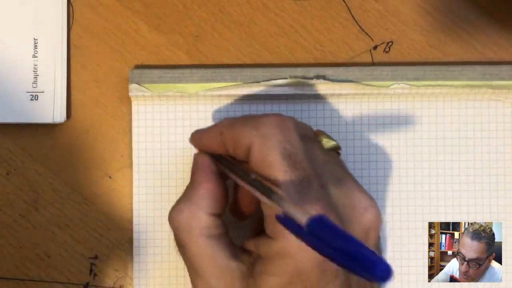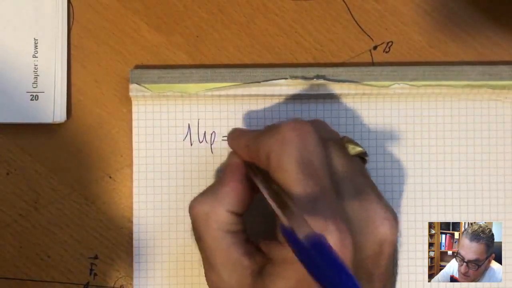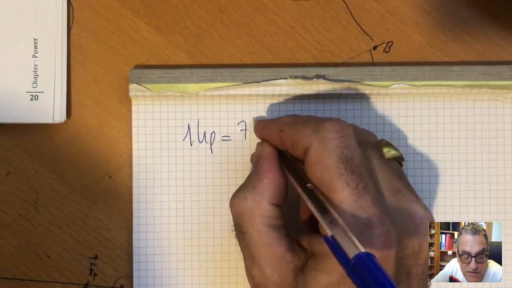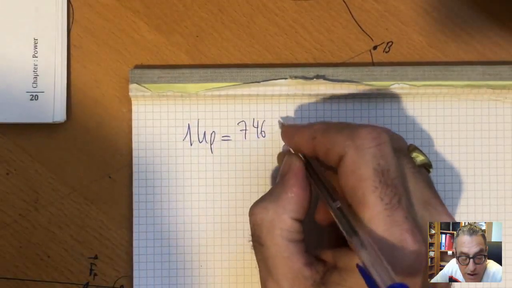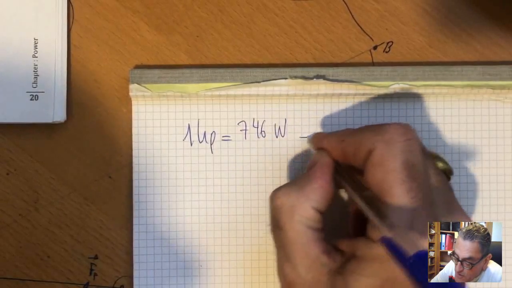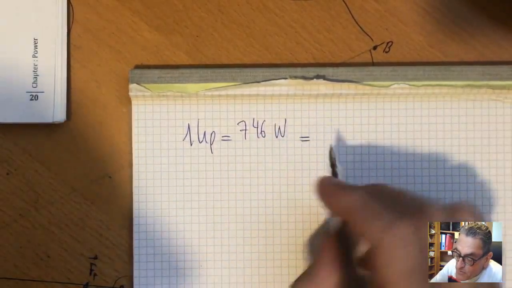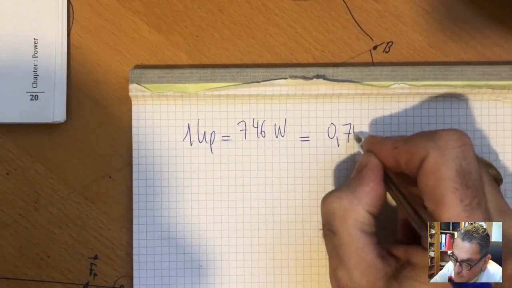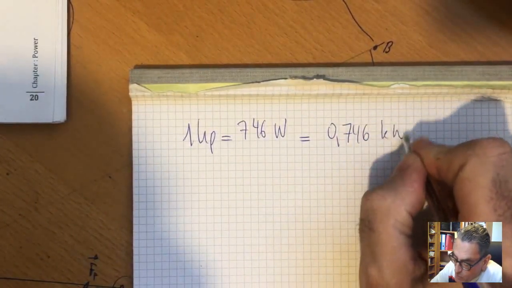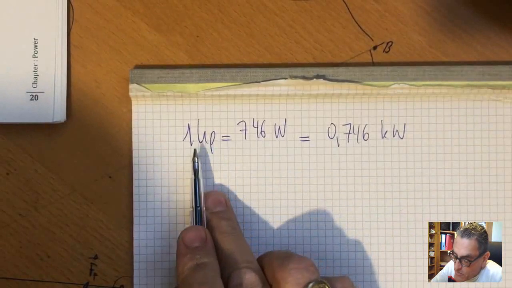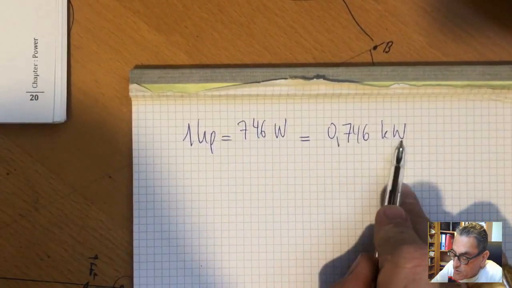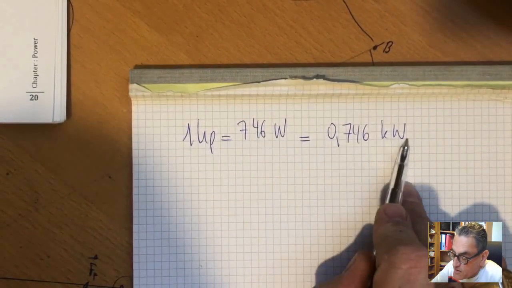Okay, the horsepower, we said it's a unit which is still being used. And why is it still being used? Okay, because the normal unit is the kilowatt. Okay, 1 horsepower is 746 watts, and this you can write as 0.746 kilowatts.